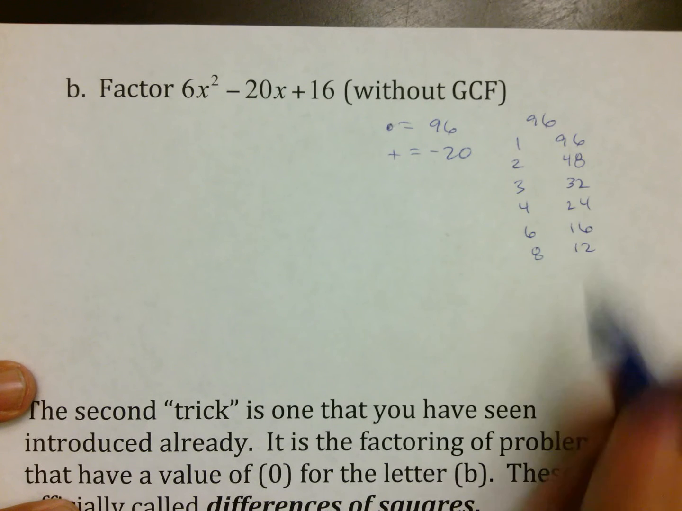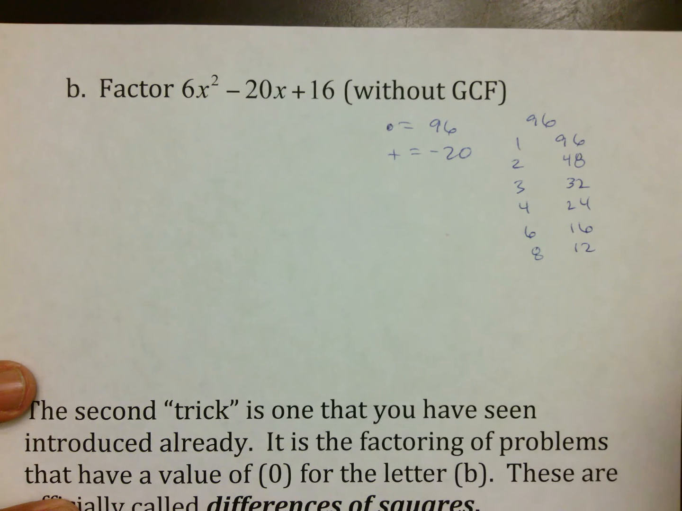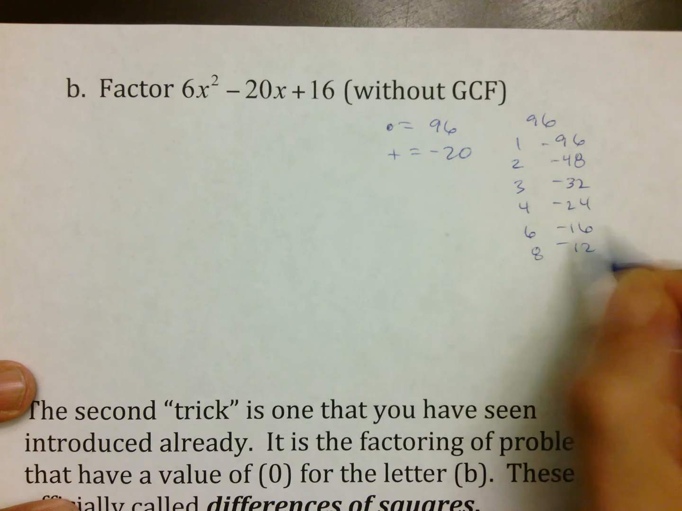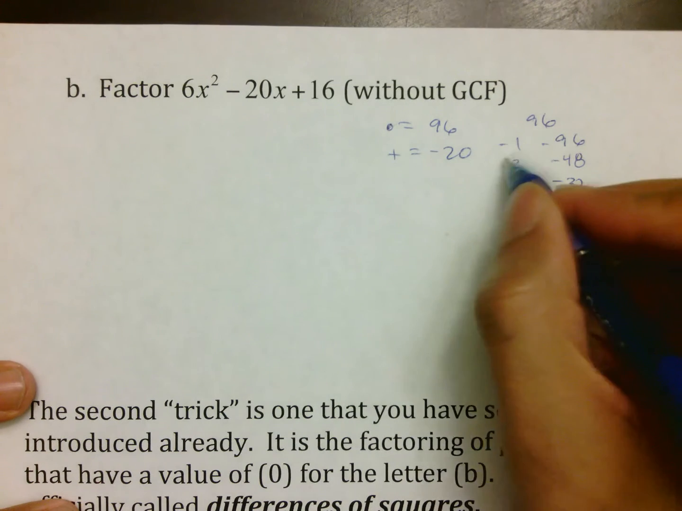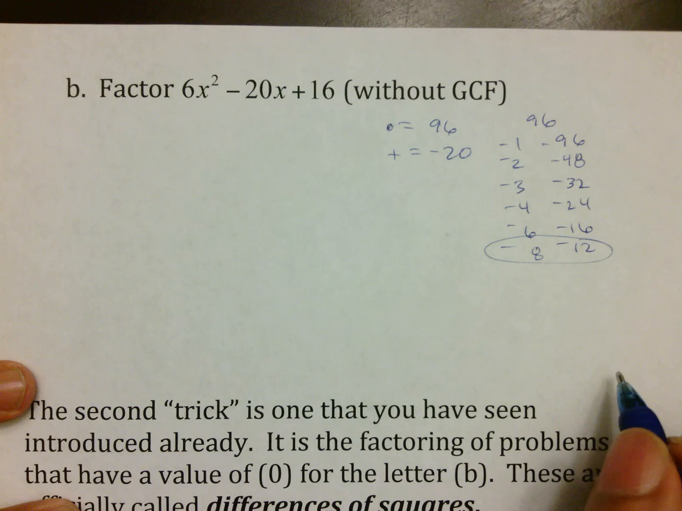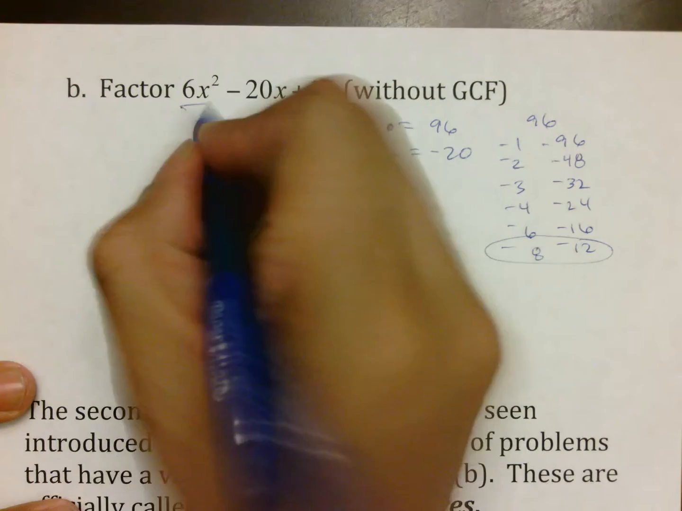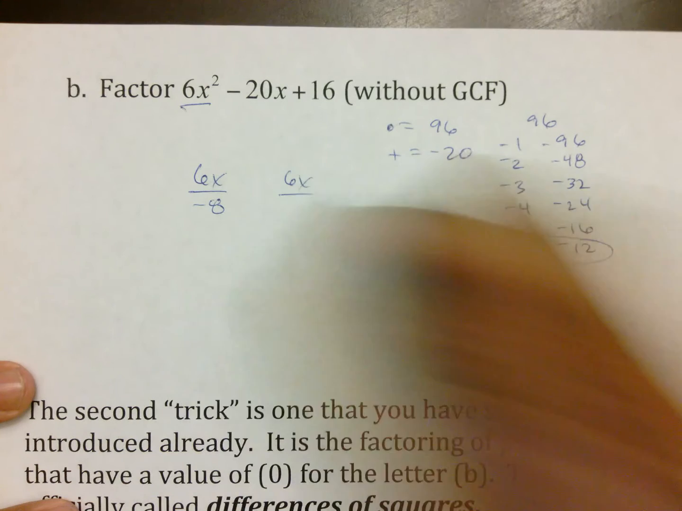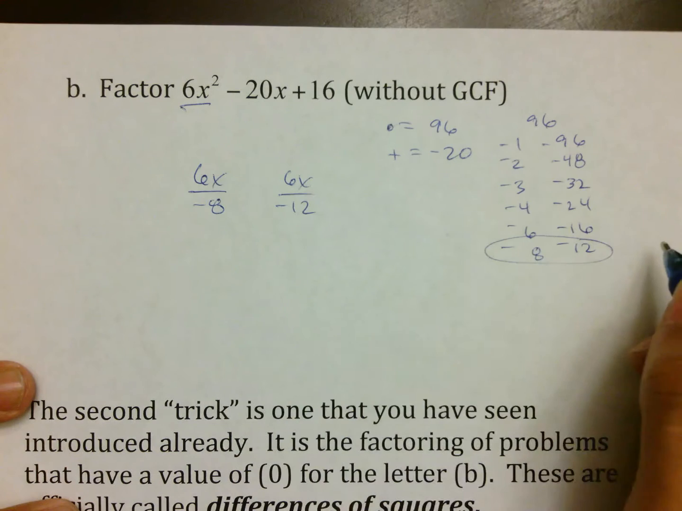But this should be the whole thing. And so you're looking at the fact that 20 is negative, so that means the big side is negative. You're looking at the fact that 96 is positive, which means the signs are the same. And the numbers that make 20 are negative 8 and negative 12, which means I now take this and put 6x over negative 8, and I put 6x over negative 12.